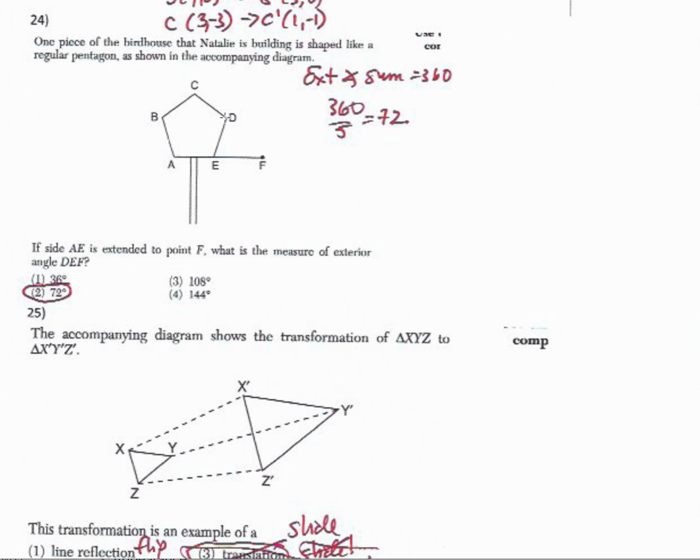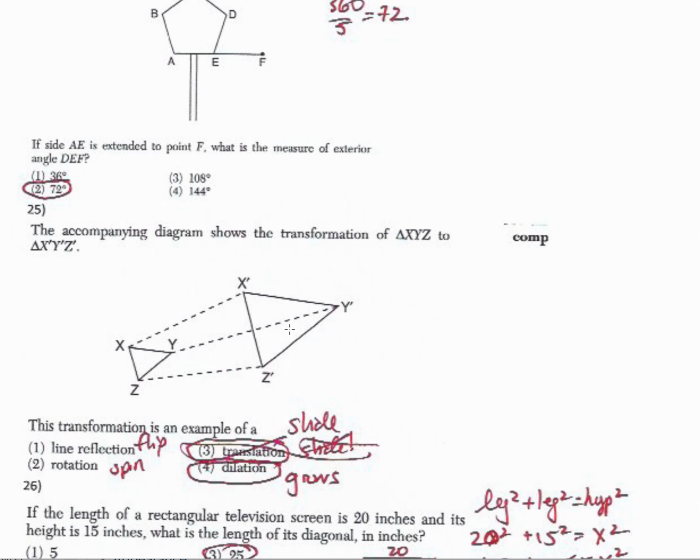So here's the thing. The sum of the exterior angles of any polygon, regular or irregular, doesn't make a difference, is always 360. Always. And a pentagon has 5 sides, so 360 divided by 5 is 72. The fact that it's a regular polygon means all of the exterior angles are the same, all the lengths of the sides are the same, and all the angles are the same. So 72 is the correct answer.